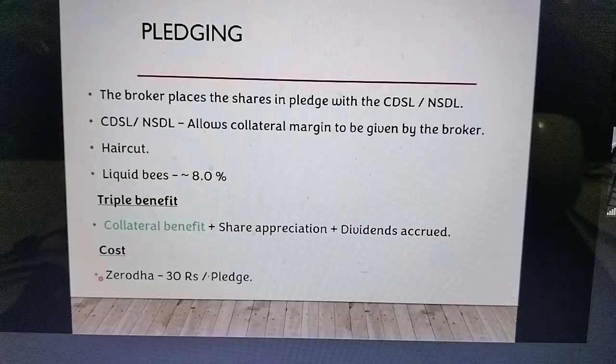The cost of pledging is approximately 30 rupees per pledge in the case of Zerodha. You can pledge 10 stocks. Considering the example of Reliance, even if you pledge one stock of Reliance, or 10, 100 or 1000 per pledge, Zerodha is going to charge you just 30 rupees for a pledge.